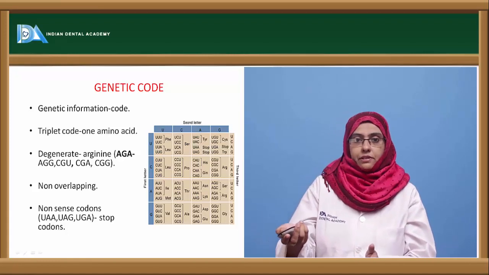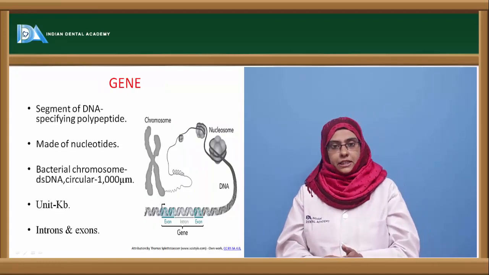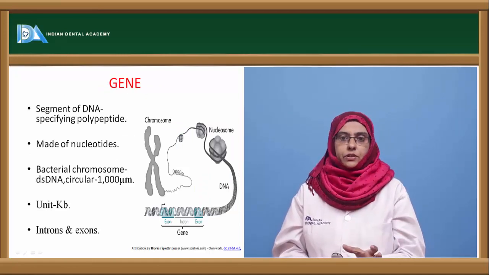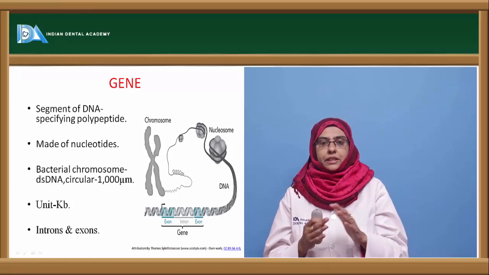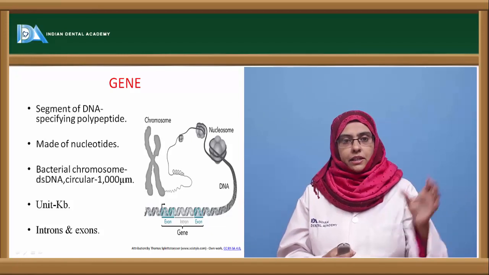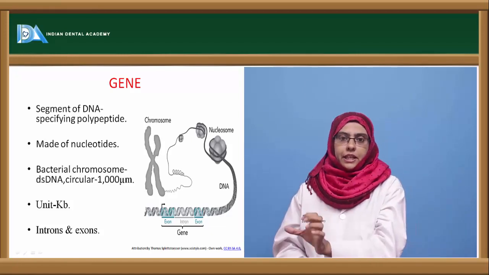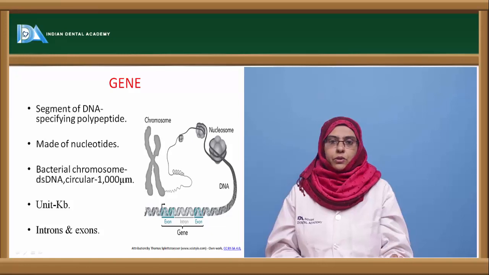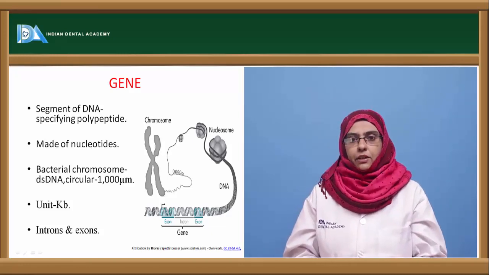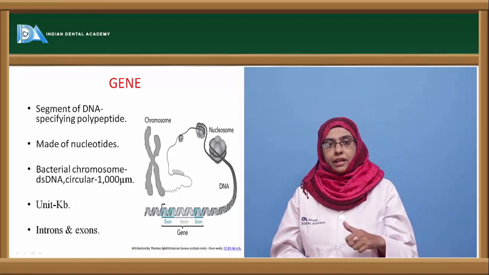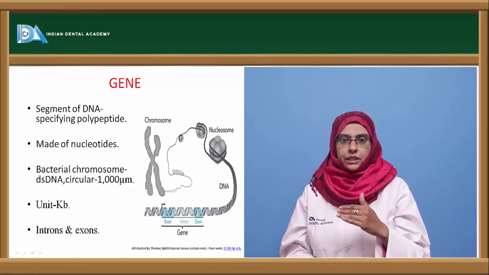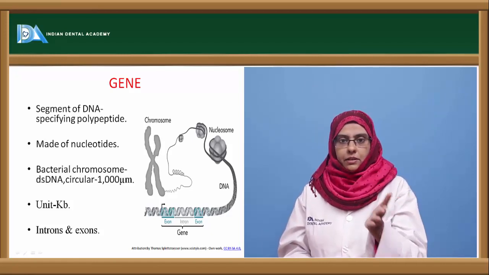There are different genes present in a DNA molecule that synthesize different proteins. The next important thing we'll be studying is the gene. A gene is a segment of DNA that specifies a particular polypeptide. There are innumerable genes in a DNA molecule. It is not the whole DNA molecule that acts as a gene, but certain parts of a DNA molecule that specify a particular protein. That is called a gene, and it is made from nucleotides.